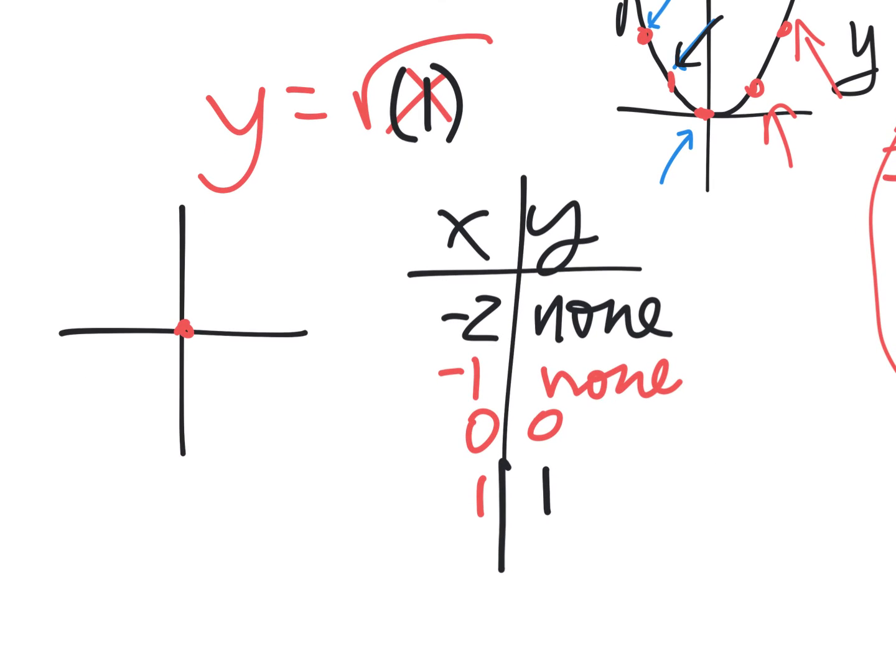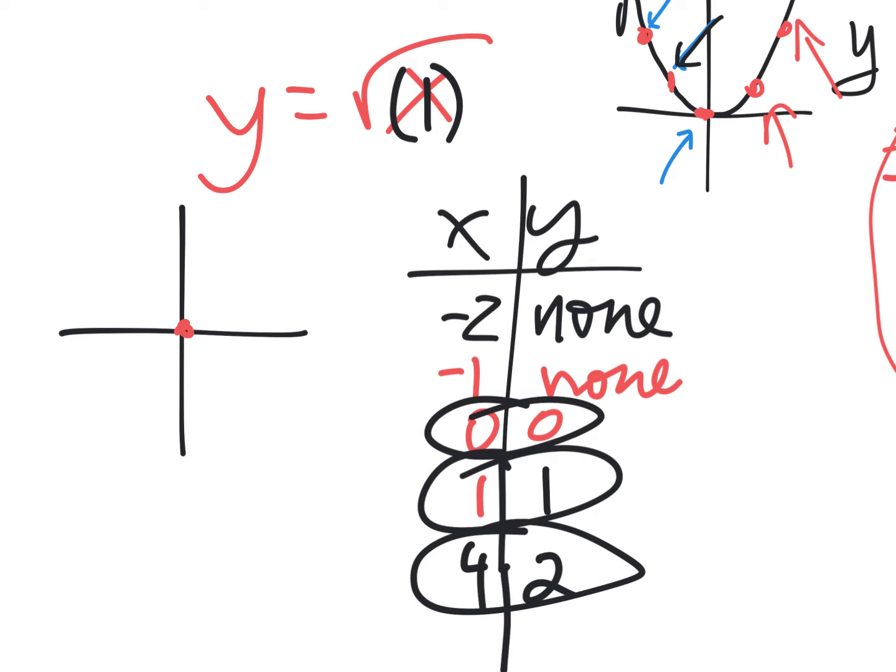So let's not even use 2. Let's jump right to the square root of what? Yes, 4 is correct. The square root of 4 is 2. Now I've got at least 3 points on my graph, and that's good enough. You'll see it. Anybody remember this graph? Goes like that.